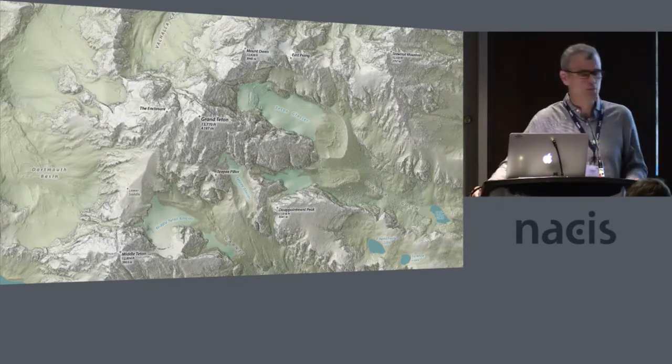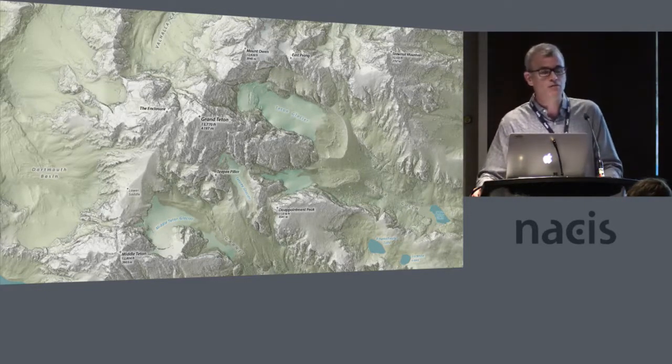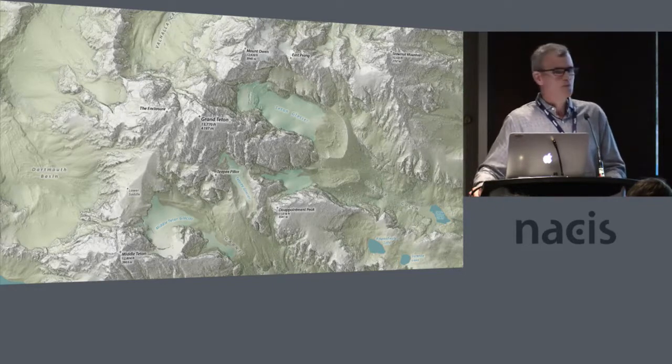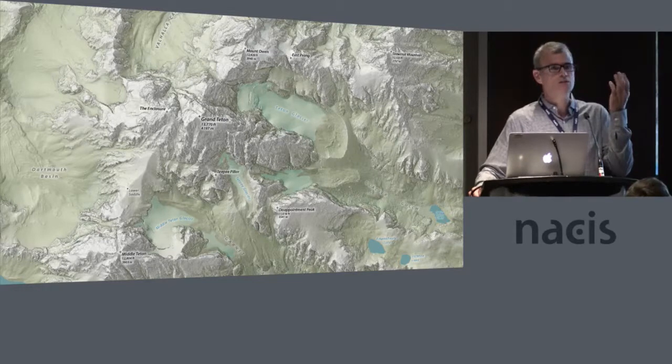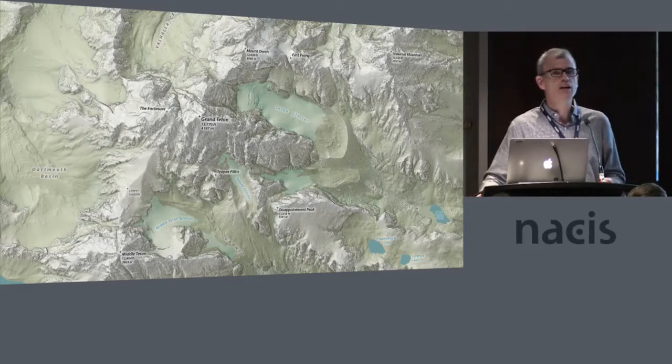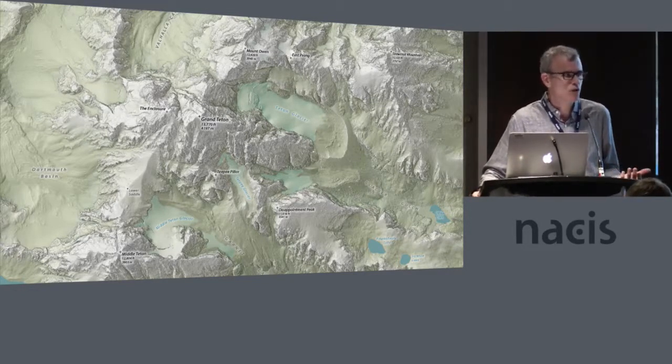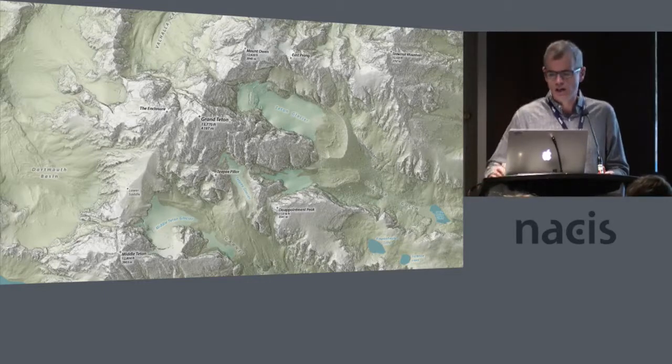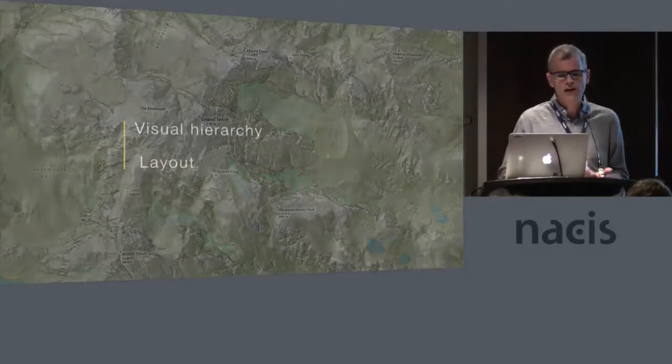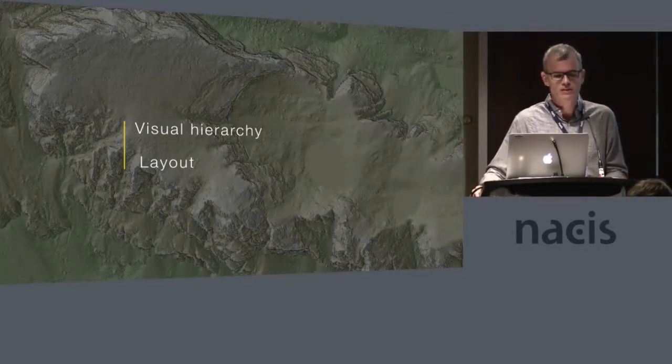So this is a map that I've been playing around with on my own time of the Grand Teton. You have visual depth in this. Some things rise up, some things fade back. Of course, you have layout. Every graphic image has layout. So what are we talking about? How do we construct a map image?